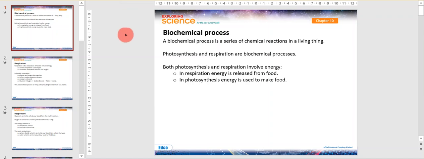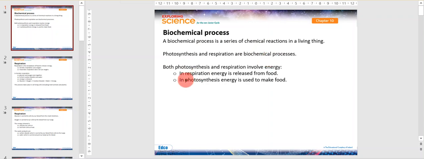Okay, so in this lesson, I want to recap on photosynthesis and respiration. If we take what's called a biochemical process, biochemical is something that living organisms do. We have the word bio, and then the word chemical as well. A biochemical process is a series of chemical reactions in a living thing, like photosynthesis and respiration. So photosynthesis and respiration are known as biochemical processes.